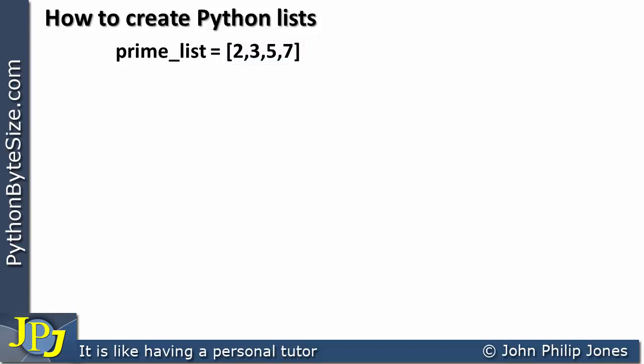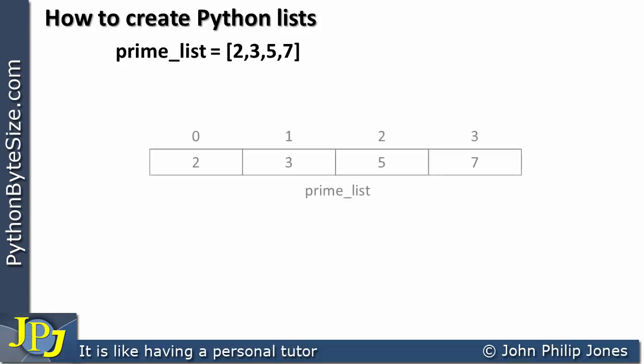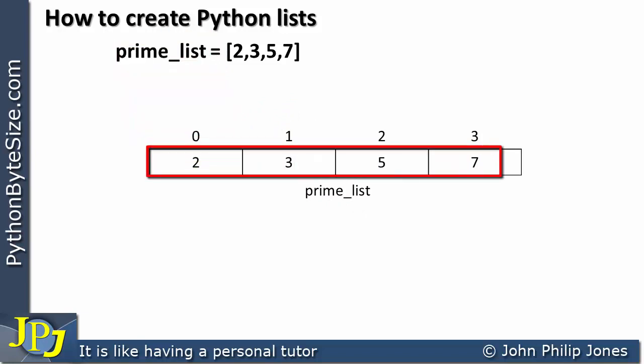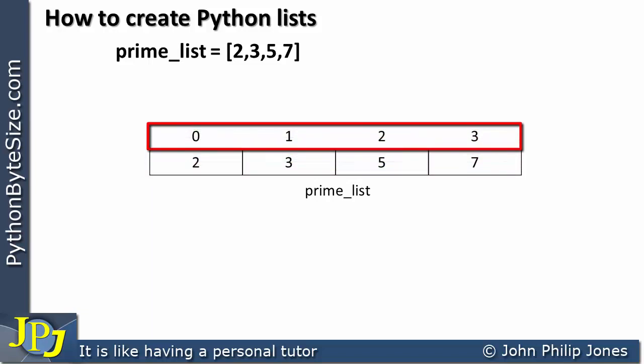Now, I find it useful to have a schematic diagram to represent a list to help me better understand what a list actually is. And I like to show that as seen here. You can see that I've chosen the name to be prime list, which was taken from here in the program. And what you can see is we have 2, 3, 5 and 7 all stored in their own area within the list. And here you can see the list has an index 0, 1, 2 and 3.